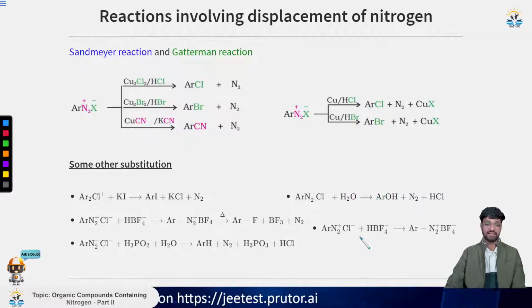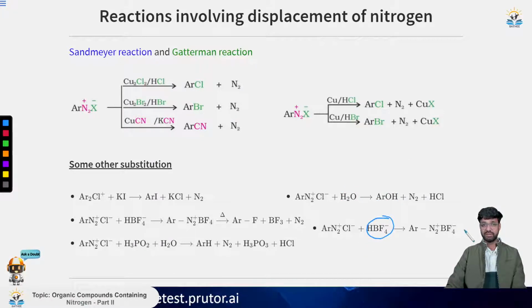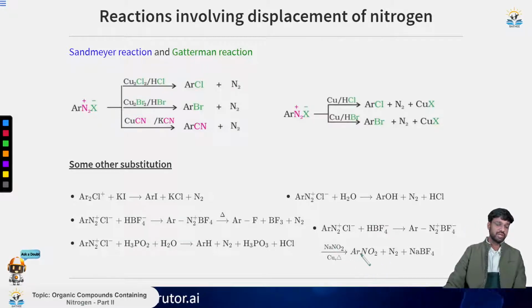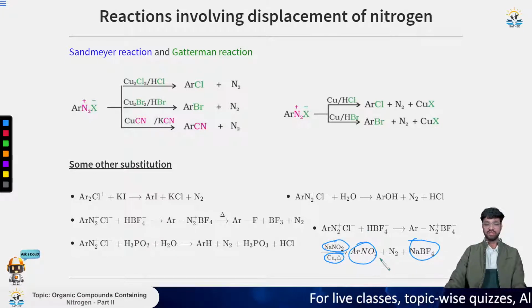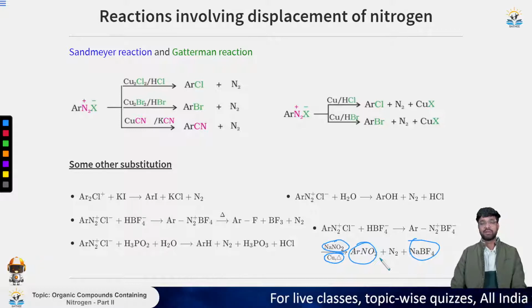At last, we have this reaction in which first we treat it with HBF4 and then we treat it with nitric acid to give our ArNO2. So we are again treating it with NaNO2 in the presence of copper. Okay, so this is the introduction of this NO2. So you can use this process also for the production of nitrobenzene.